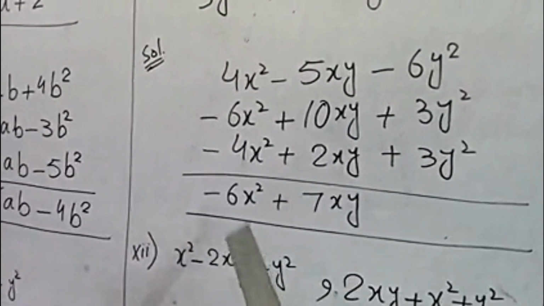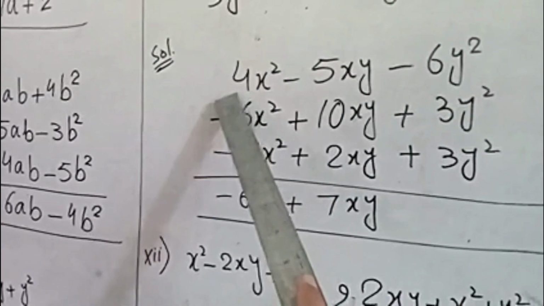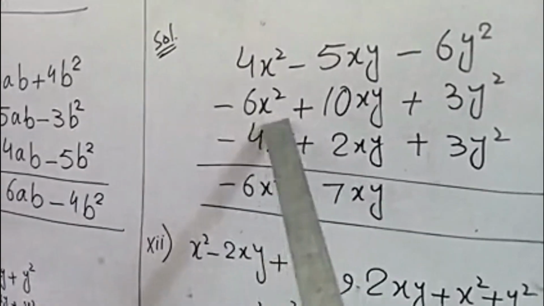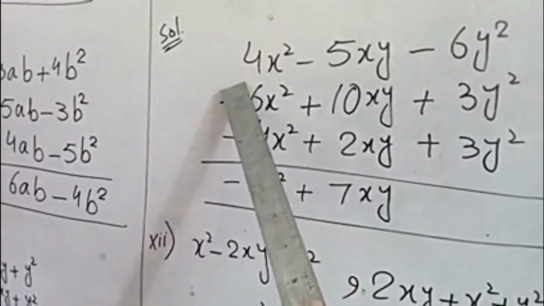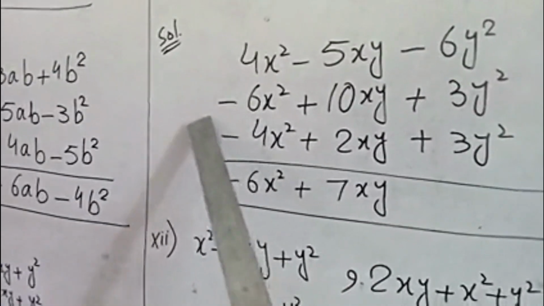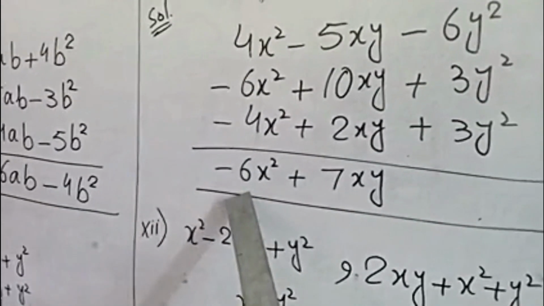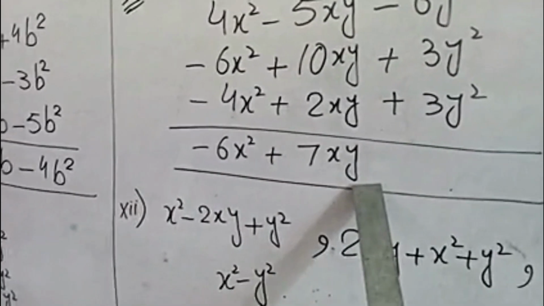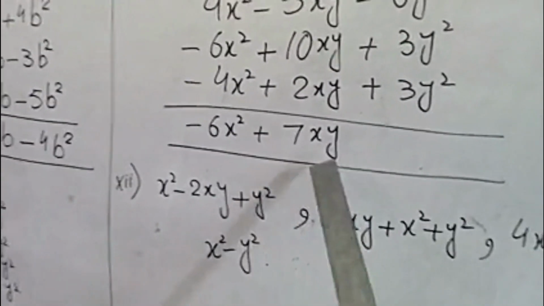Or we can do it like this. This is positive 4x square and this is minus 4x square. Both these terms will be cancelled out and we just get this minus 6x square. So minus 6x square plus 7xy, this is the required answer.